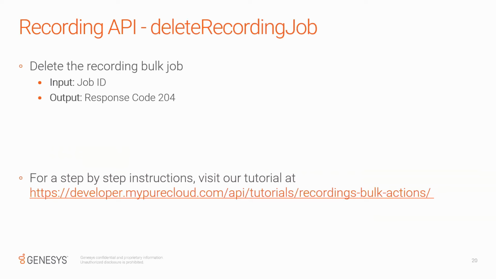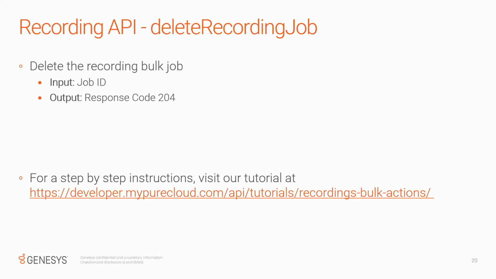Another thing, if you made a mistake in creating a job and you want to delete it, there's also the delete recording job. You would just need the job ID. As long as the action date or the actual process hasn't started yet, you could delete it so it won't go through anymore. Okay. There's a step-by-step instruction and a tutorial on our developer center. I believe this link is also in our chat. So be sure to check that out.